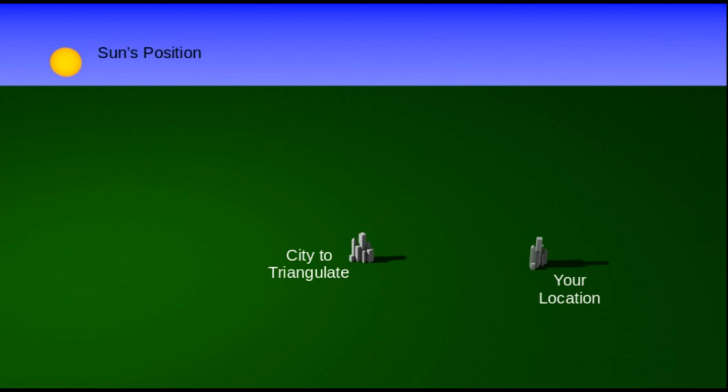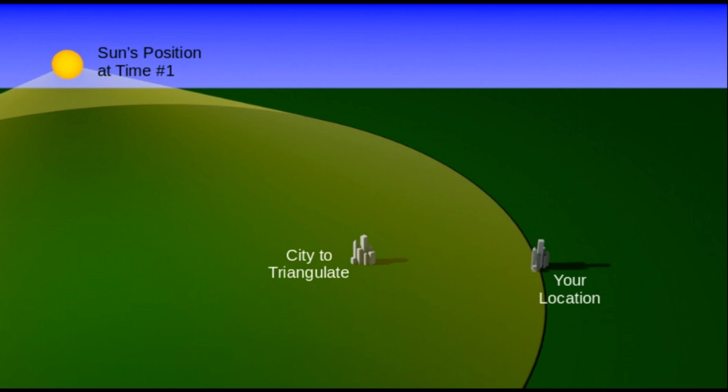So we look at the sun's position at a specific time. We'll call that time number 1. At that time, at our location, we can measure the sun's angle. And all the sun rays that hit the Earth at that angle lie in a cone and hit the Earth in the shape of a circle. And that is the black circle that you see.